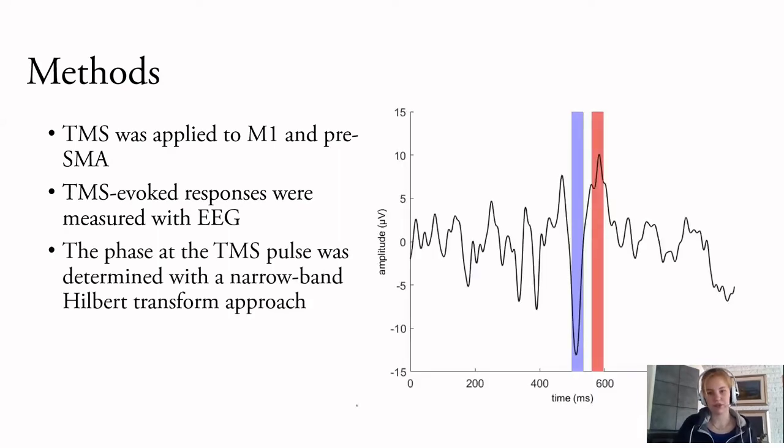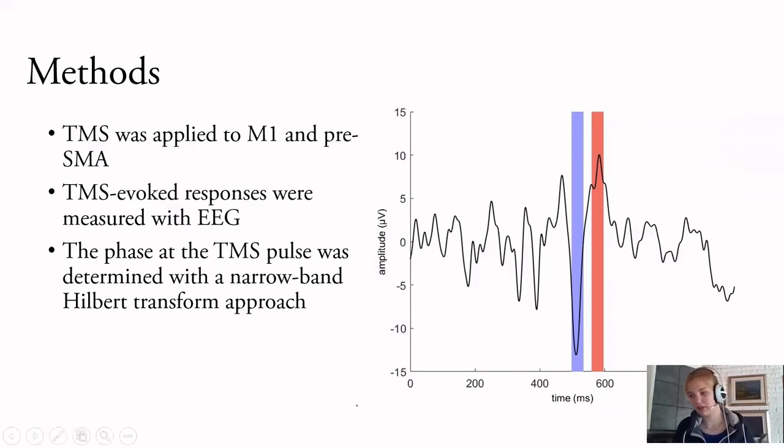After pre-processing of the data, the phase of the oscillations of the mu rhythm, so 7 to 13 hertz, and the beta rhythm, so 13 to 30 hertz, at the stimulated site were evaluated by using a narrowband Hilbert transform approach, where the pre-stimulus data segment is first padded with 500 points. Then you apply a Butterworth filter to this data and then a Hilbert transform to obtain the instantaneous phase exactly before the TMS pulse. The trials were then divided into 2 classes based on the phase, into a positive phase class and a negative phase class.